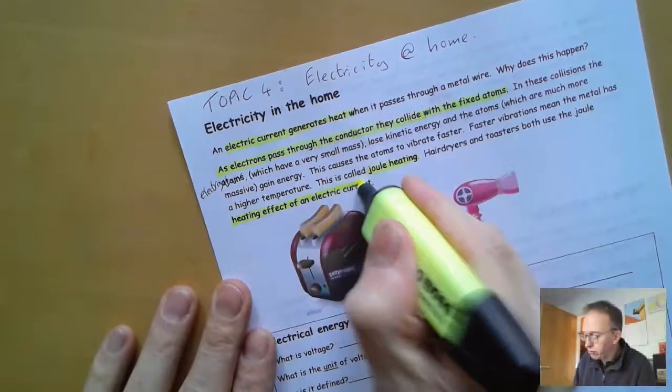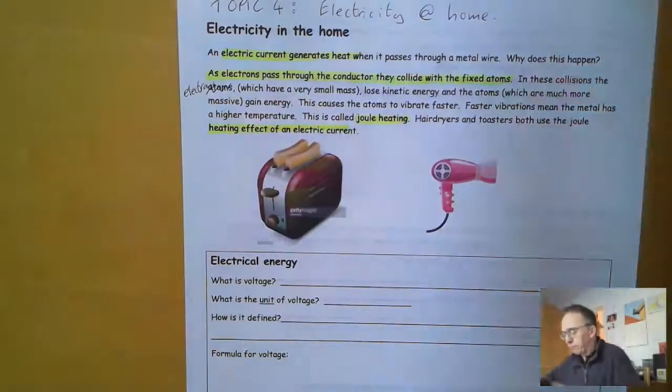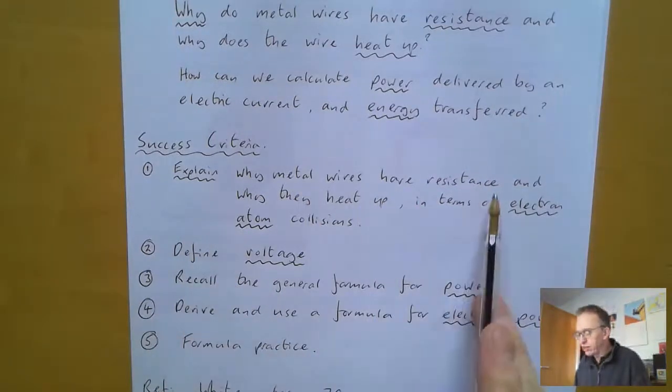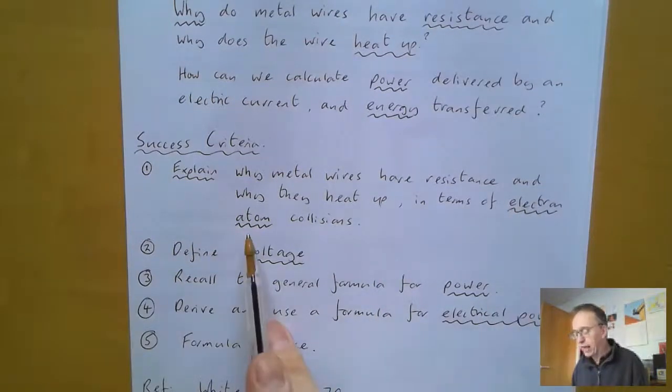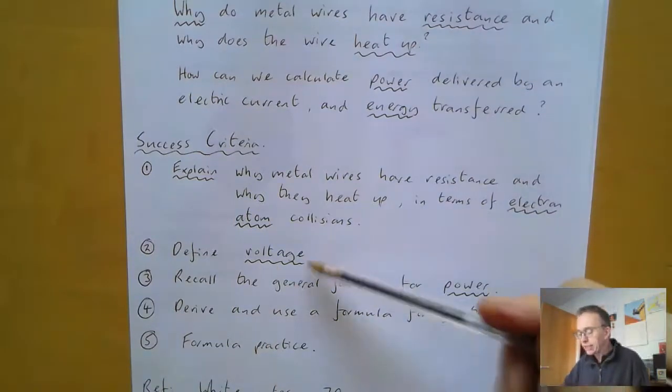So, that's that. Okay, how are we doing? Let's have a look at our success criteria. So we've tried to explain why it is that metal wires have resistance, and why they heat up in terms of electron-atom collisions. Okay, so we've seen that metal wires resist the flow of current because of the collisions between electrons and atoms, and this also causes them to heat up. Right, the next thing is to define what we mean by voltage.